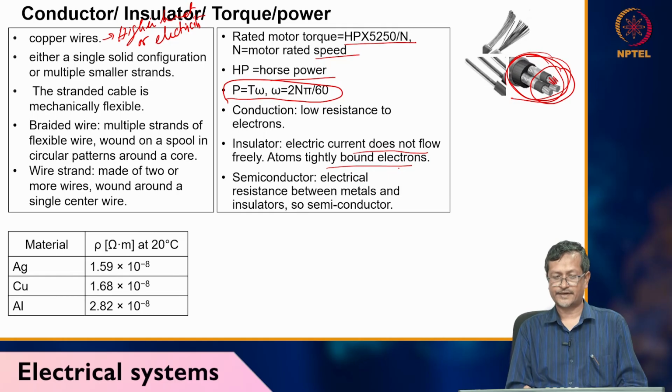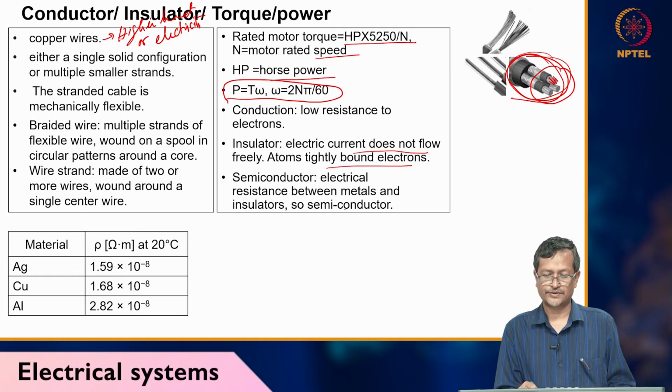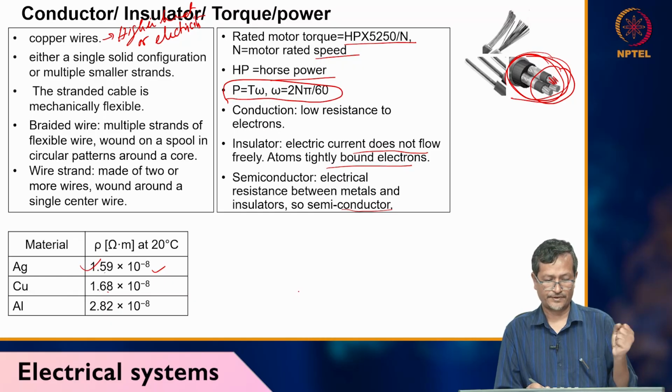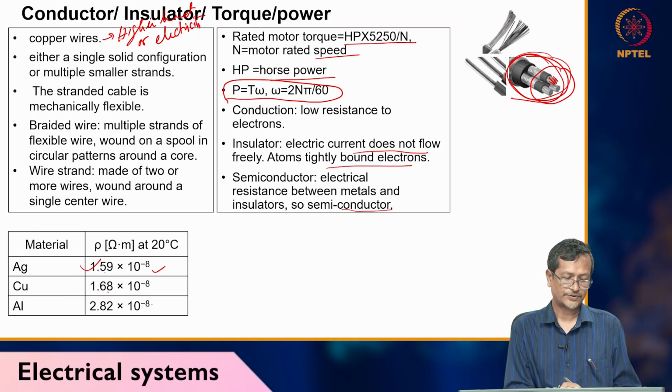So semiconductor, electrical resistance between metal and insulator. Different materials will have different resistivity. Silver has a resistivity of 1.59. You can see this is a very low resistivity relative to copper also, but silver is not used because it is expensive. Similarly, aluminum also has similar resistivity as copper.